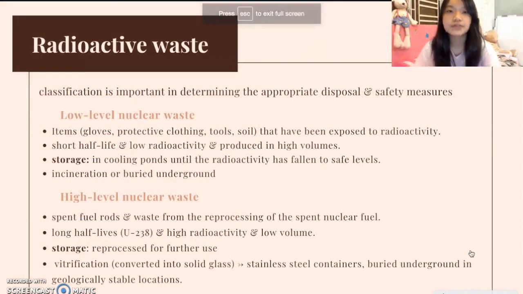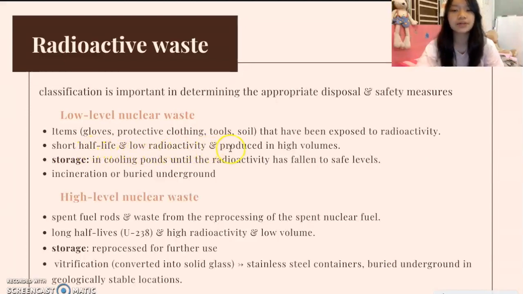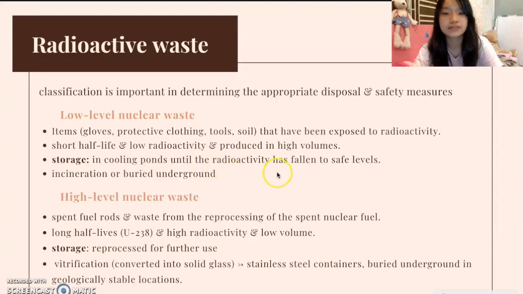Another disadvantage of the use of nuclear fission is the radioactive waste that is produced, and the classification of the waste is important in determining the appropriate disposal and safety measures. Low-level nuclear waste includes items such as gloves or protective clothing that have been exposed to radioactivity. They have short half-lives and low radioactivity, however, they are produced in high volumes. They can be stored in cooling ponds until the radioactivity has fallen to safe levels, or they can also be incinerated or buried underground.